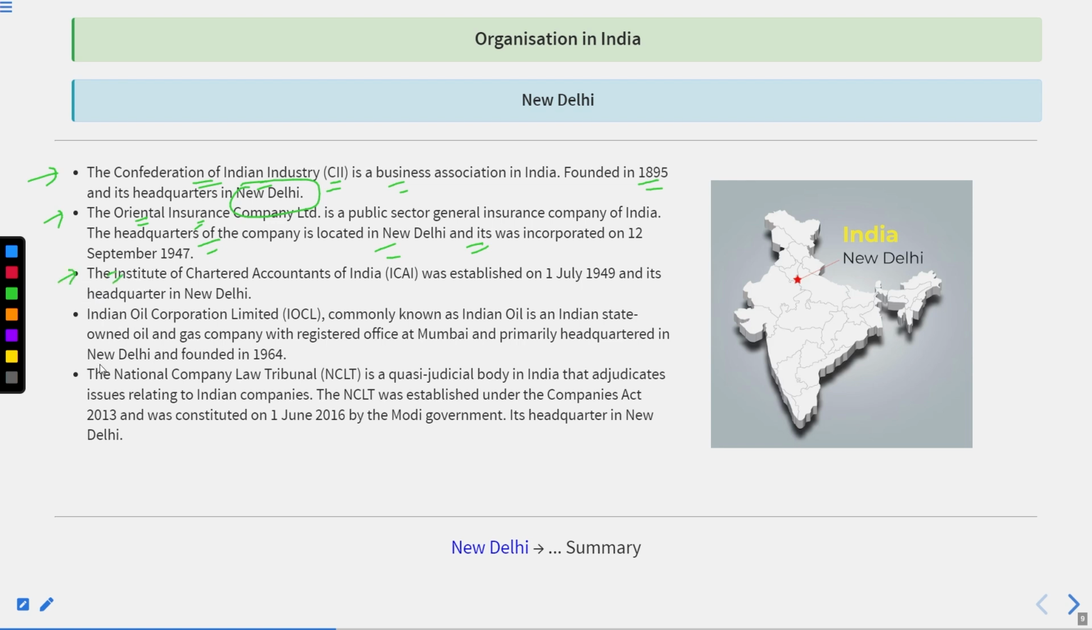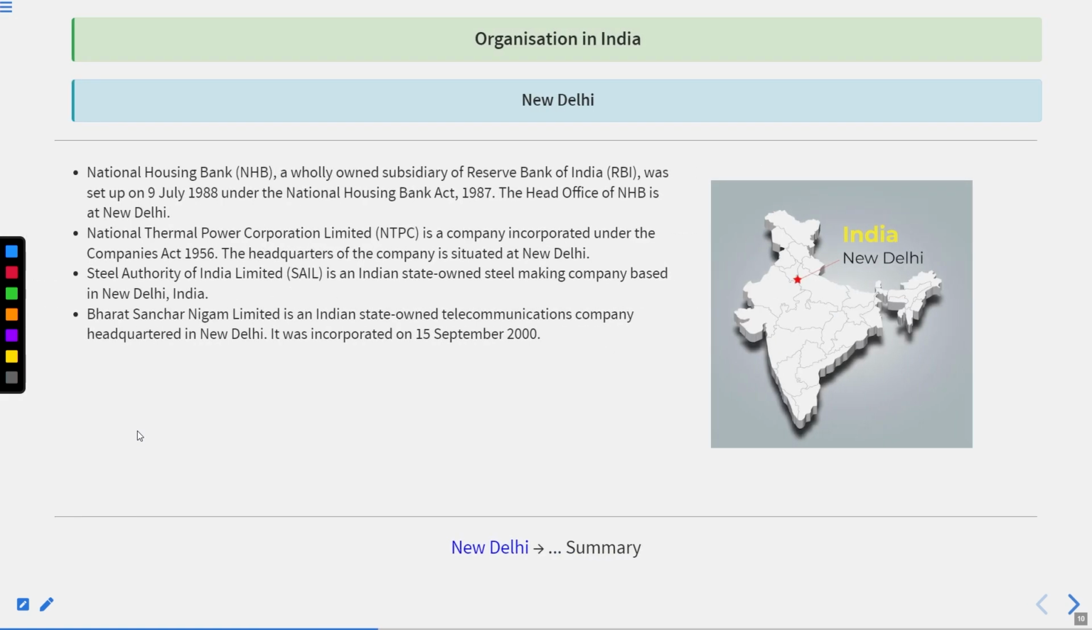Then we have the Institute of Chartered Accountants of India, ICAI, established on 1st July 1949, headquarters in New Delhi. Then we have Indian Oil Corporation Limited, IOCL, commonly known as Indian Oil. It is an Indian state-owned oil and gas company, registered office at Mumbai and primarily headquarters in New Delhi, founded in 1964. Then we have National Company Law Tribunal, NCLT, a quasi-judicial body in India, adjudicates issues relating to the Indian companies. The NCLT was established under the Companies Act 2013, which means it is a legal body, and constituted on 1st June 2016 by the Modi government, headquarters in New Delhi.